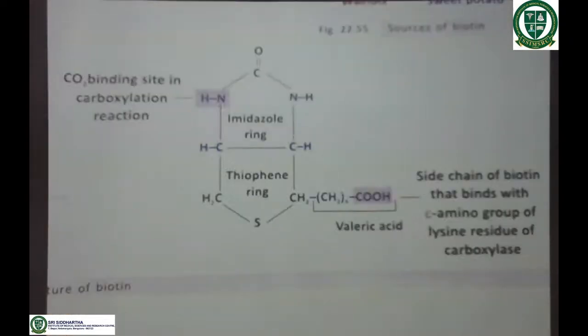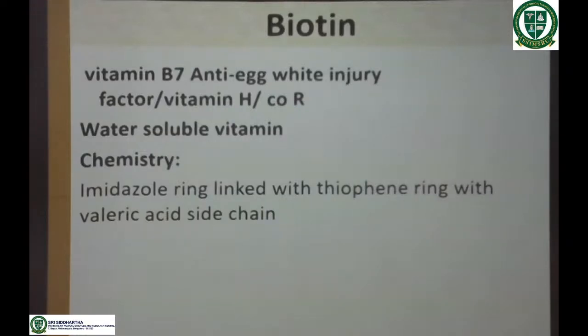So, in this class, the next important vitamin, biotin, we will discuss. Biotin is also a water-soluble vitamin. The other names for biotin are vitamin B7, anti-white injury factor, vitamin H, or coenzyme R. So, these are the other names for biotin. I will explain later on why it is called the anti-white injury factor. It is a water-soluble vitamin, biotin.